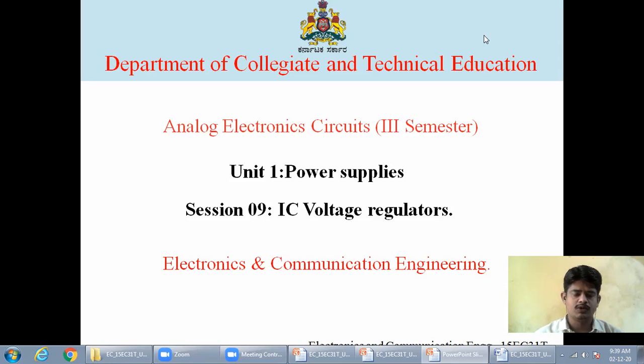Coming to today's session, we are discussing the IC voltage regulator. The difference between the previous topic and this topic is that here also we are dealing with the voltage regulator. The concept remains the same; the only difference is that here we will be using the IC for regulation purpose. In the previous topic we saw how we can use the Zener diode for the regulation purpose. Let's start with the topics.